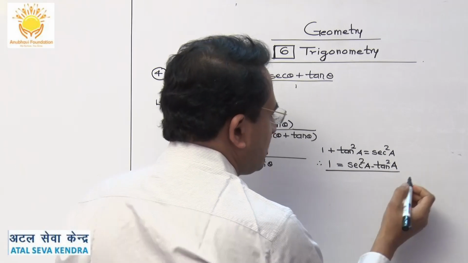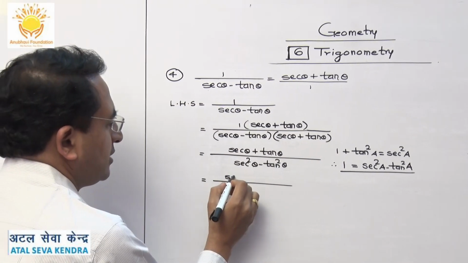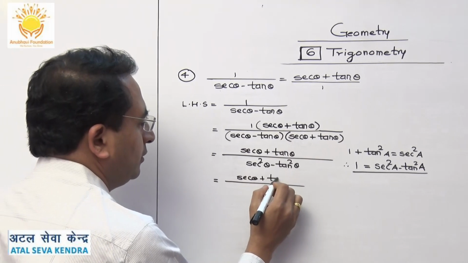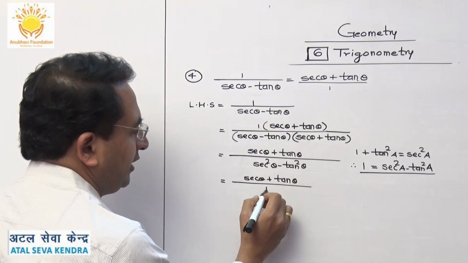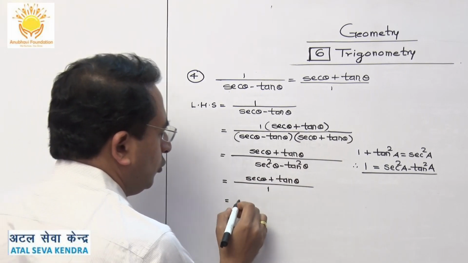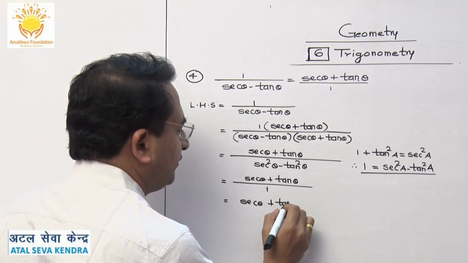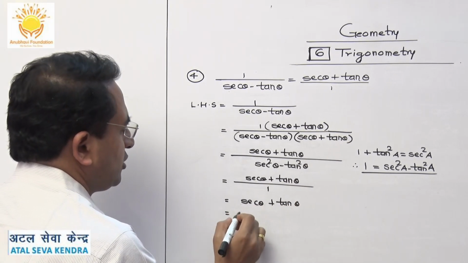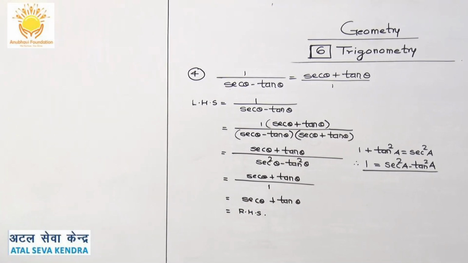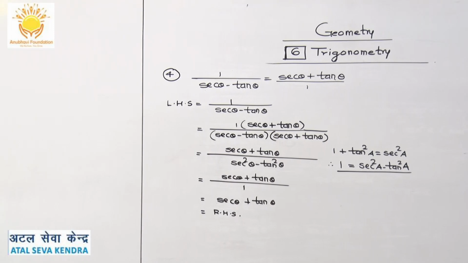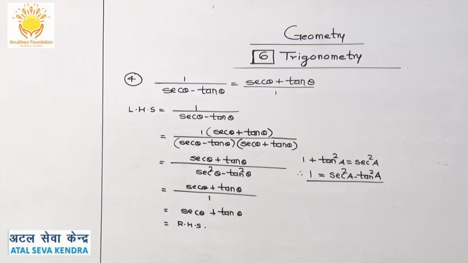So this answer we have to utilize here now. This is going to be what? Sec theta plus tan of theta, whole thing divided by sec square theta minus tan square theta, which is going to be 1. So the answer is sec theta plus tan of theta. I think that is what we require as your RHS. I hope this is very clear to you. Let us go for the next question now.